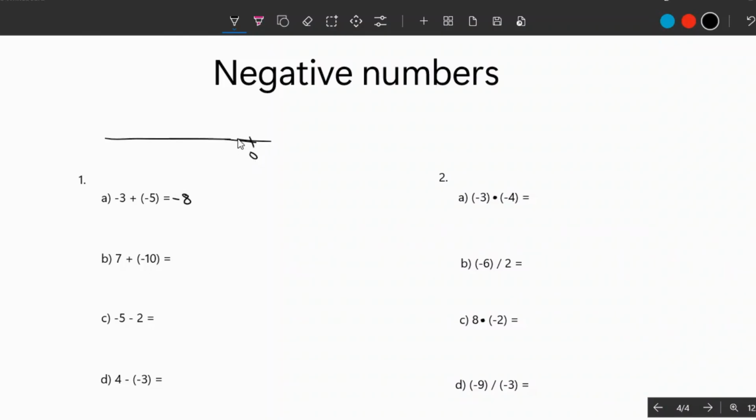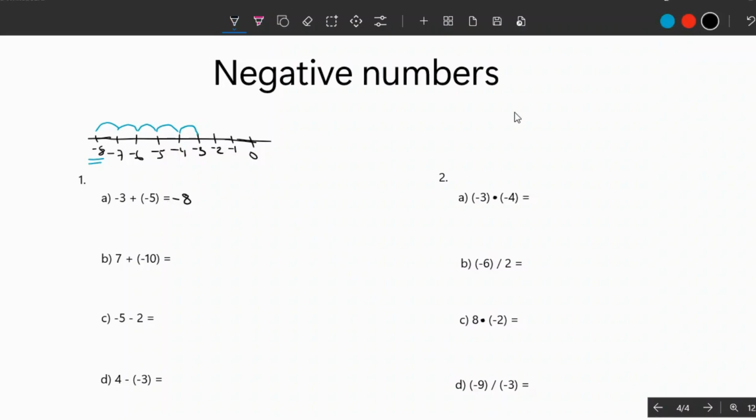Think that this is 0, then you have -1, -2, -3, -4, -5, -6, -7, and -8. You'll start by standing here on -3 and you'll move 5 steps to the more negative side. So we are standing here, jump 1, 2, 3, 4, and 5. We will land on -8. So the correct answer is -8.